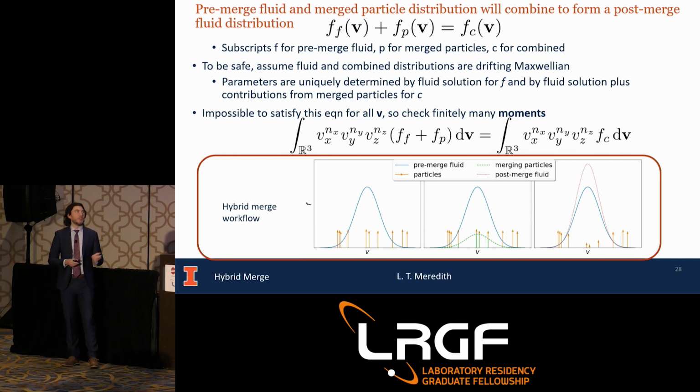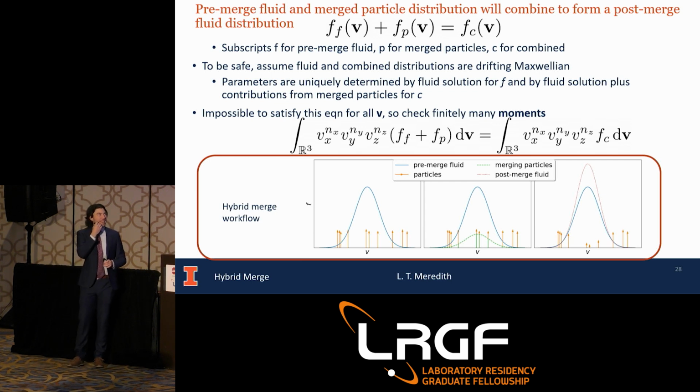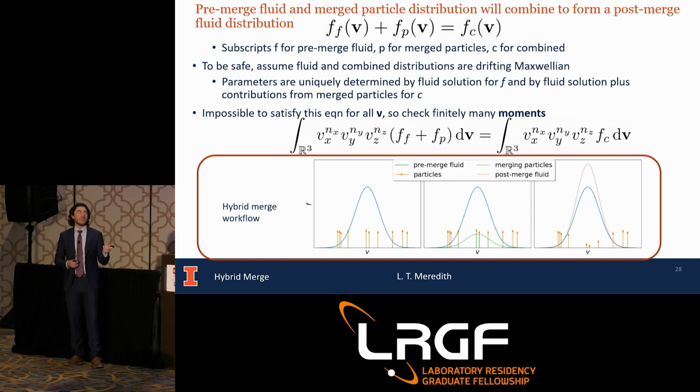So simply put, the combined distribution is going to be the sum of the merged particle and pre-merged fluid distributions. And to be super safe, I'm going to assume that both the pre-merged fluid and the combined fluid distributions are drifting Maxwellian, because that's the safest fluid that you can have. And obviously, it's impossible to check that this equation is satisfied for all v in velocity space, given an initial guess of particles. So instead, I'm going to pick a finite number of moments and take those moments of this equation, and we only have to check finitely many moments.